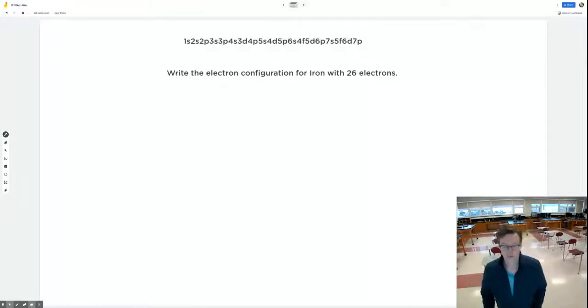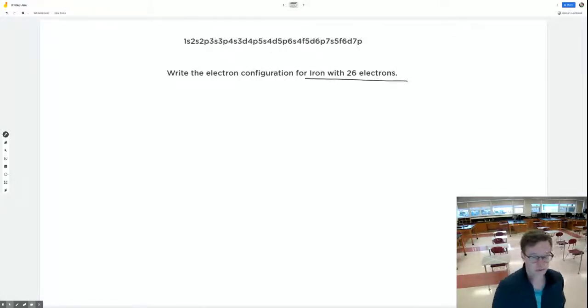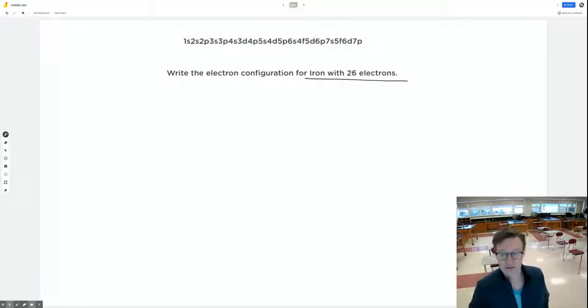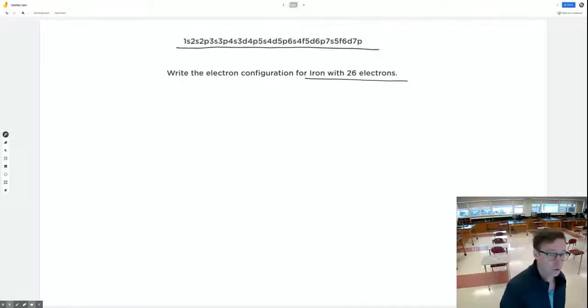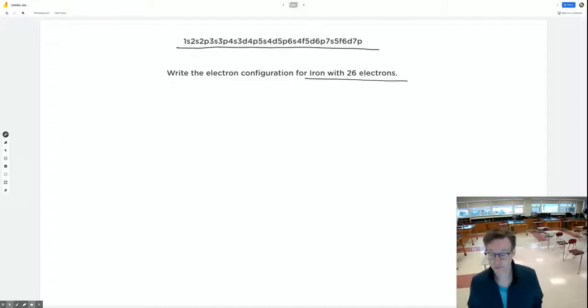All right, writing the configuration for iron with its 26 electrons. When you're writing these configurations, I'm giving you the sequence up here of how they go. So all you need to remember is how many electrons can fit in each sublevel.